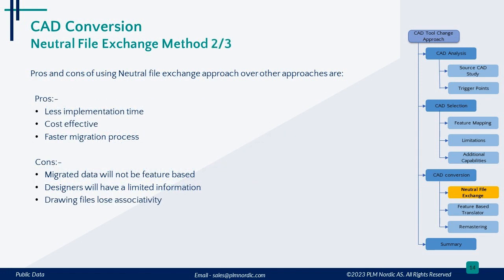Below are the pros and cons of neutral file exchange in comparison to other approaches. Pros are: less implementation time as the end results are simple and easy to validate. Involves less cost. Faster migration process. And then the cons are: migrated data will not be feature-based. Designers will have limited information in CAD to resume their work in the target application. Drawings can be transferred through neutral file formats like DXF, but associativity will not be available.